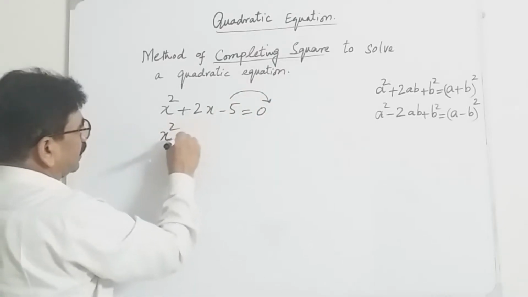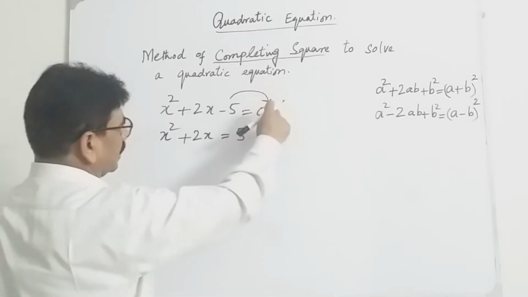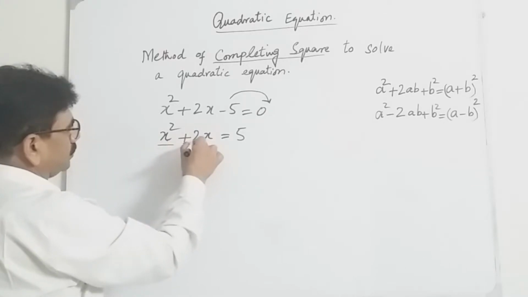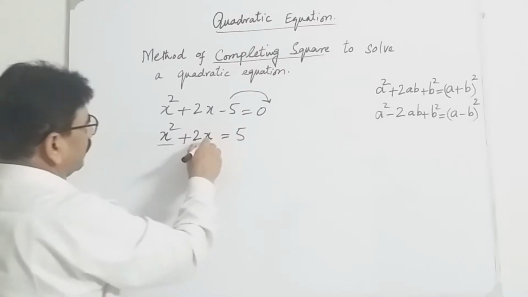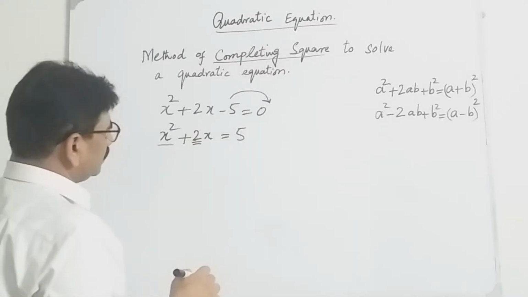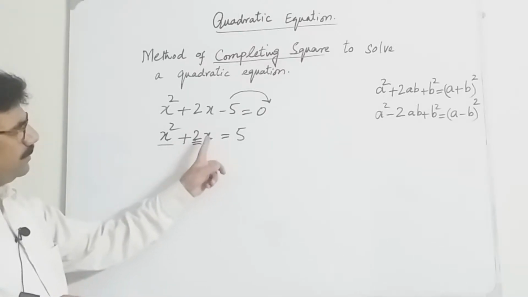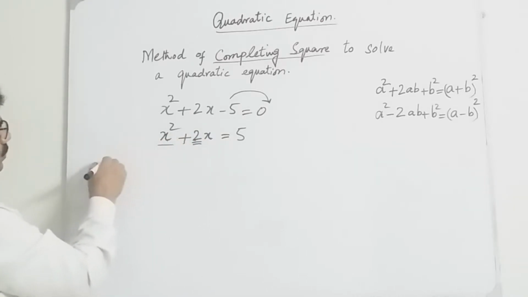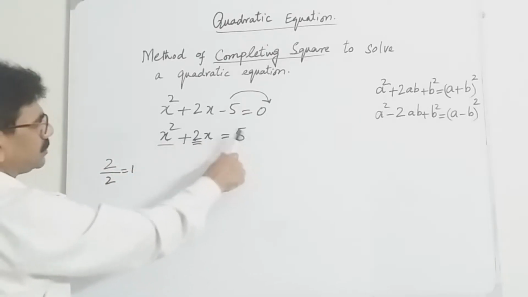So we will get x square plus 2x equal to 5, because this negative 5 on the other side will become positive. Now here we will make this expression x square plus 2x a perfect square. To convert this expression into a perfect square, we will divide the coefficient of x by 2, that is, we will take half of this coefficient, and then the square of that number obtained will be added on both sides of this equation. For example, the coefficient of x in this case is 2. When we take half of this number, the answer is 1. The square of 1 will have to be added on both sides of this equation.